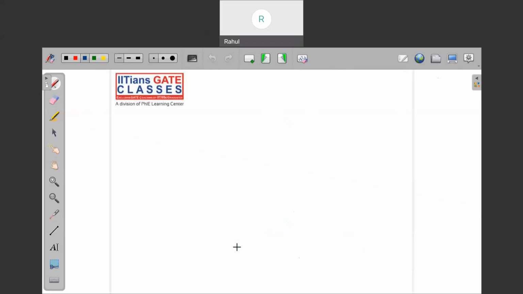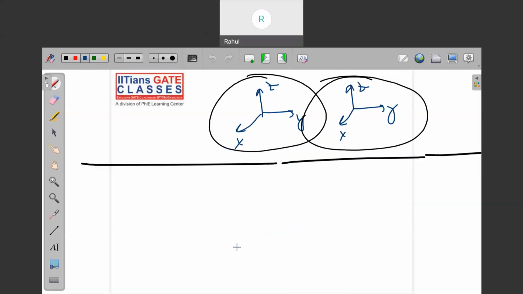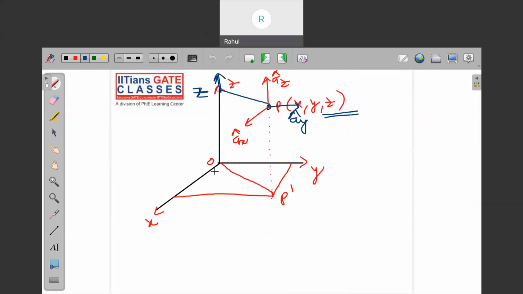And unit vectors like ax cap, ay cap are the unit vectors, and they are orthogonal to each other. You have to keep this in mind, and they are represented along the x-axis. There will be an ax cap in this direction and in this direction. So here you can see this is ay cap, and this is az. They are the unit vectors and they are orthogonal to each other.